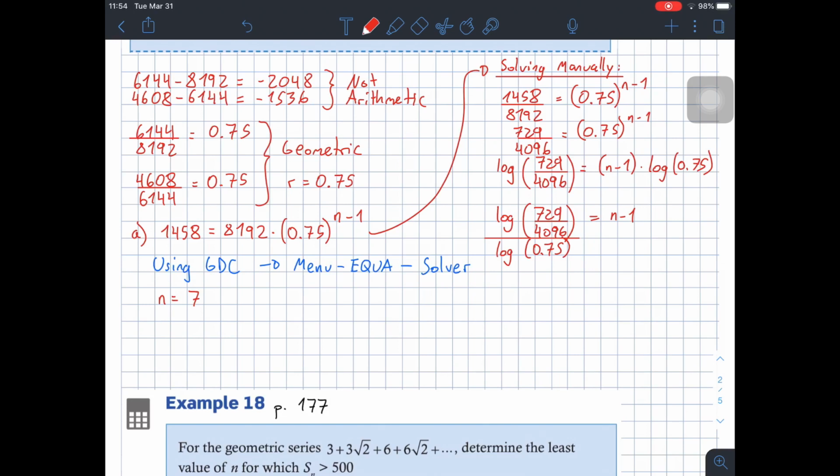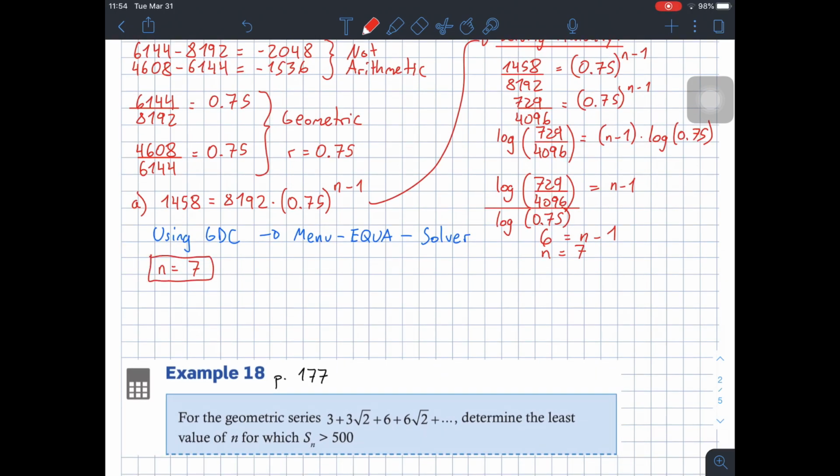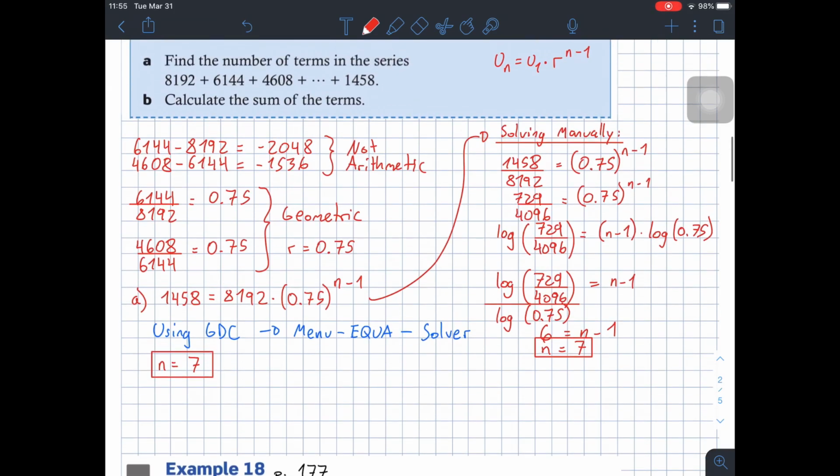If you solve that, this would be logarithm of that divided by logarithm of 0.75. I get 6. 6 equals n minus 1, so n equals 7. That's the long way to solve it, in case you don't trust your calculator. Okay, so that's it. n equals 7.